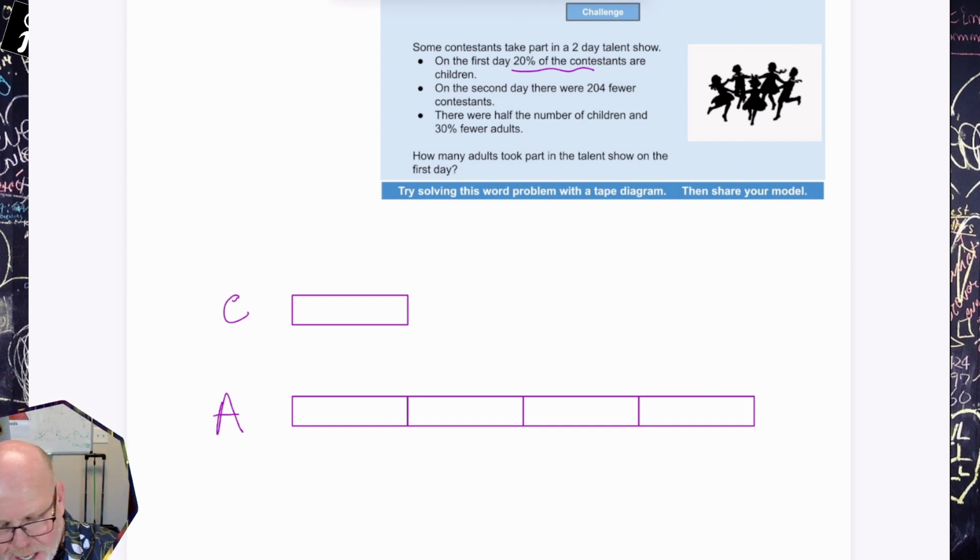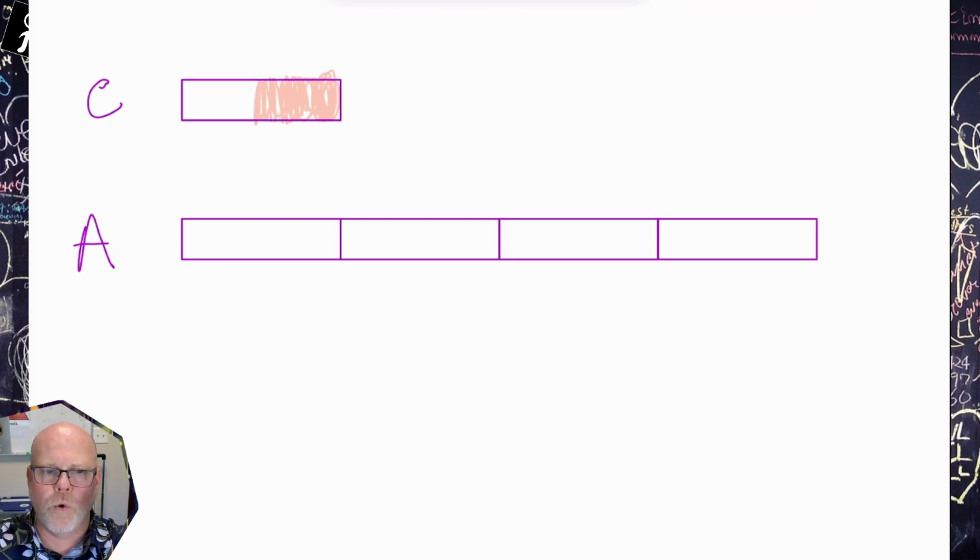Okay, so cutting the children in half, boy, that sounds violent, but you get what I mean. That's easy. We're just going to cut that in half. So we lost that many kids. Now, how do you reduce by 30% of the adults? So what I'm going to do is a classic trick. To reduce these 4 units by 30%, I'm just going to cut everything into 10 pieces.